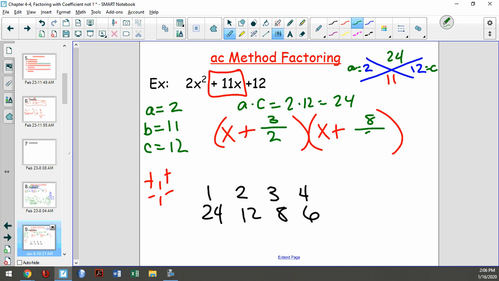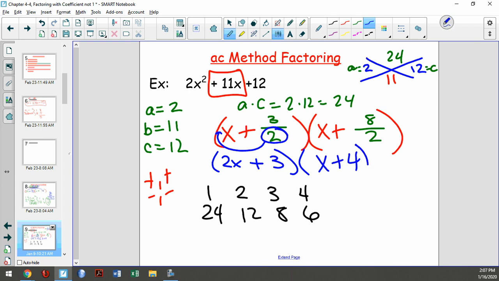2. Now here's my question to you. Can I reduce 3 divided by 2? Can I reduce that at all? No. So what you're going to do is take this 2 and slip it out in front of this x. So that's going to be 2x plus 3. Can I reduce 8 divided by 2? What's 8 divided by 2? And that gives you x plus 4.